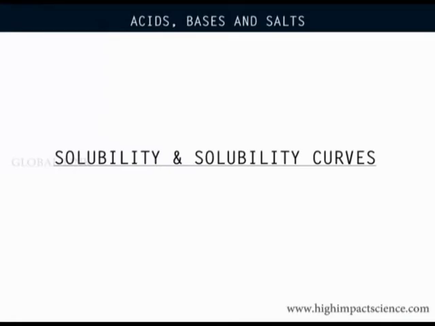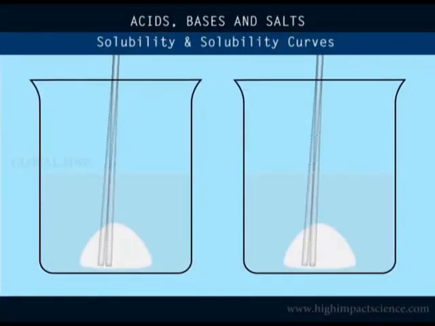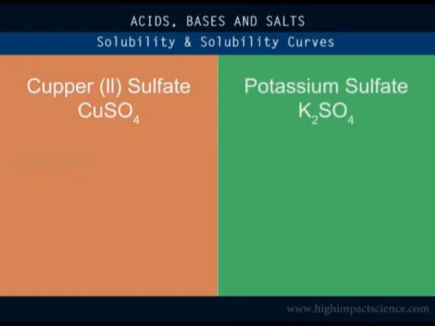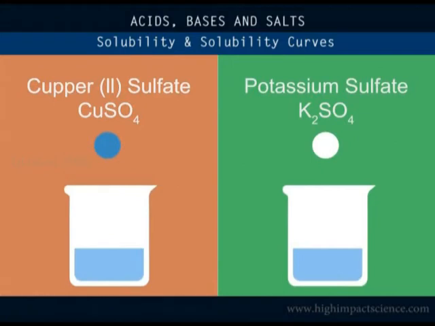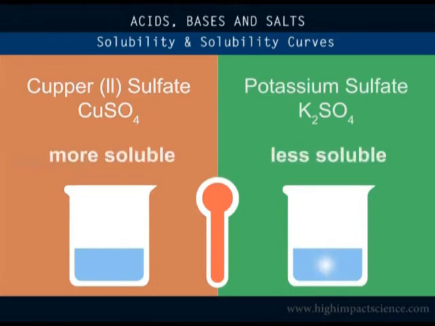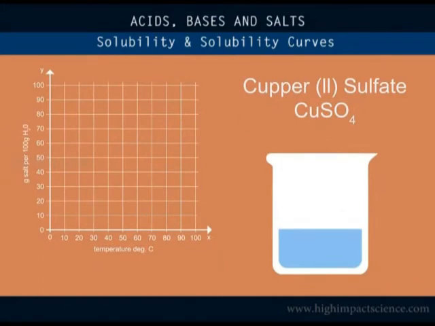Next, we look at solubility and solubility curves. Now, we talked about soluble and insoluble salts. For the salts that are soluble, some of them are more soluble than others at a given temperature. If we were to compare copper-2 sulfate and potassium sulfate, we find that one is light blue and the other is white. If we try to dissolve them in water at equal temperature, we find that copper-2 sulfate is a lot more soluble than potassium sulfate. In other words, copper-2 sulfate has a higher solubility in water.